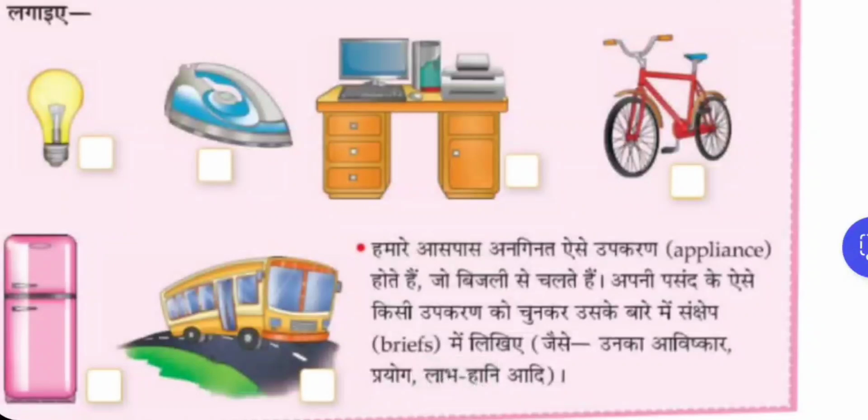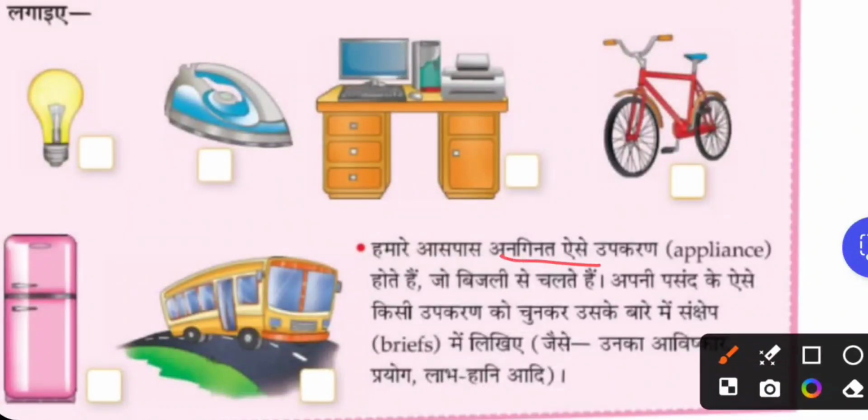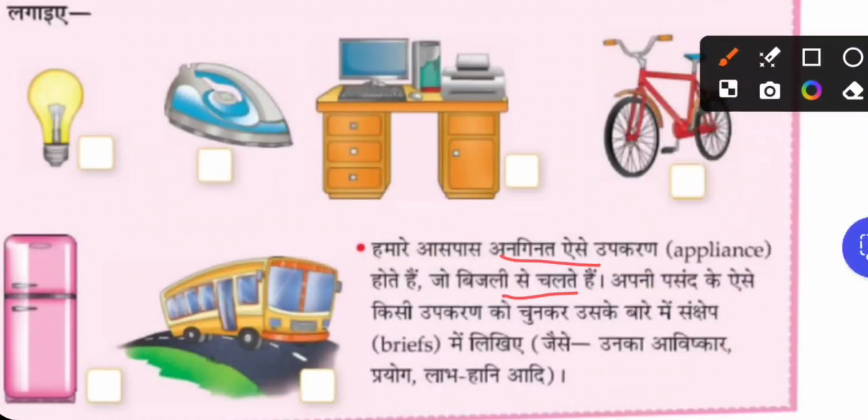हमारे आसपास अनगिनत ऐसे उपकरण, अनगिनत means uncountable appliances are there जो बिजली से चलते हैं, which run with the help of electricity. अपनी पसंद के ऐसे किसी उपकरण को चुनकर उनके बारे में संक्षेप में लिखिए. So you have to select one such appliance which you see around you and you have to write the brief about that appliance which you like. जैसे उनका आविष्कार, when it was discovered, how it is used, what are the benefits and what are the negative aspects of that machine or that appliance you have to write.